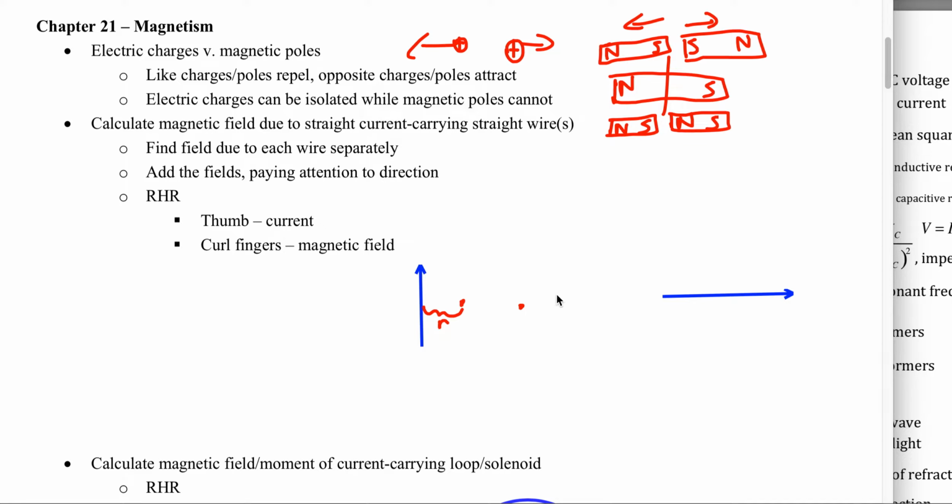So let's say that I had two wires. Then this one would produce a field, let's say at this location here. But this wire would also produce a field at this location. So you would calculate each of them separately, and then you're going to add or subtract them depending which way they're going. And the right-hand rule is going to tell us which way that field is going.